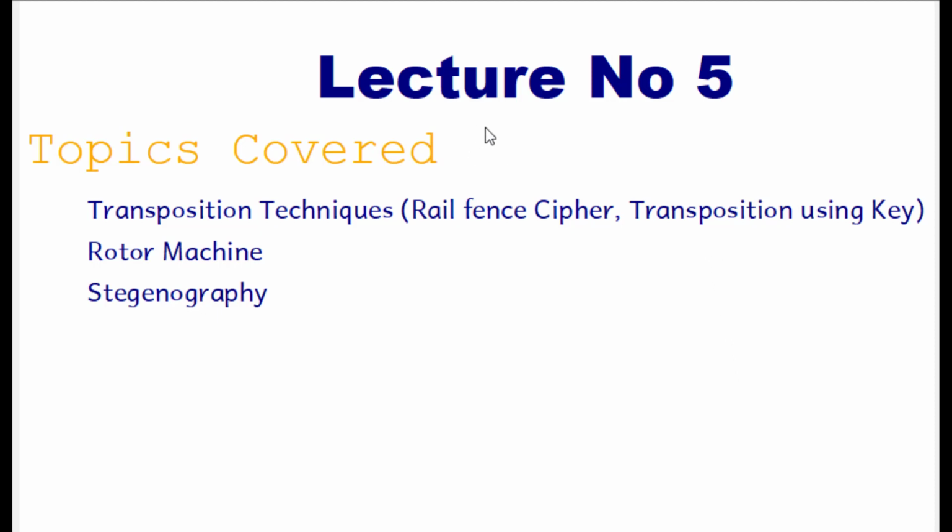This is lecture number 5, and in this particular session we will cover the following topics. The first one is the transposition techniques. We will study two: one is the rail fence cipher, and the other is the transposition cipher using a key. Then the working of the rotor machine, and the last one is steganography.